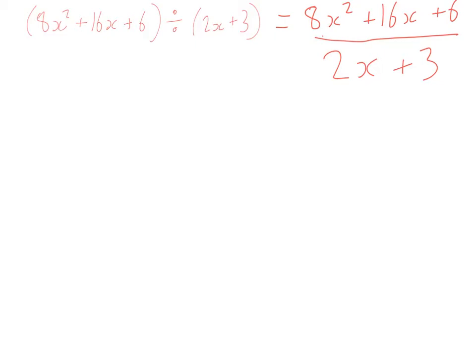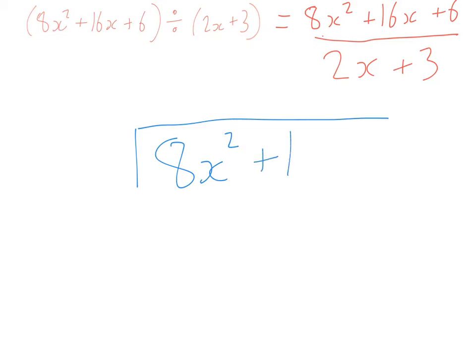Okay, so we're going to set it up like a bus stop method that you would have used for normal long division with normal numbers. So we're going to have 8x squared plus 16x plus 6 inside the bus stop, and we're going to have 2x plus 3 outside the bus stop. So this means 8x squared plus 16x plus 6 divided by 2x plus 3.